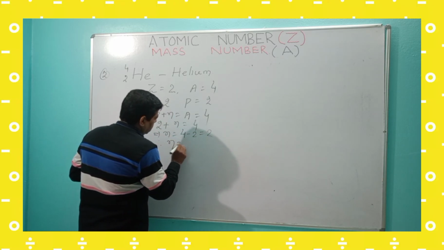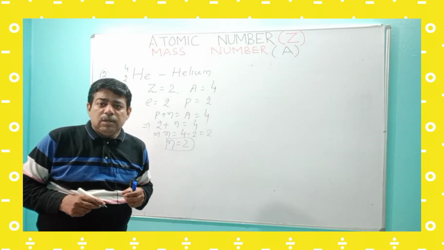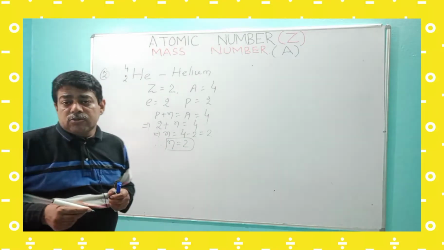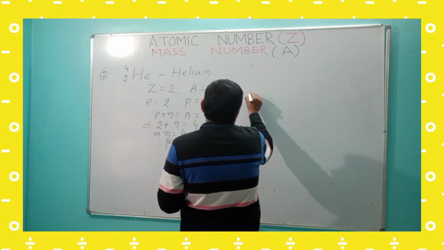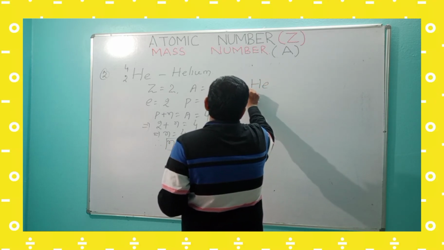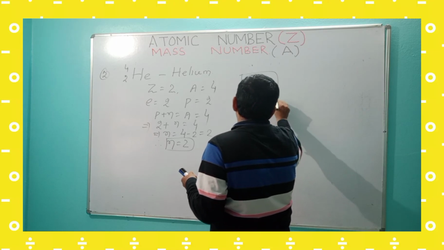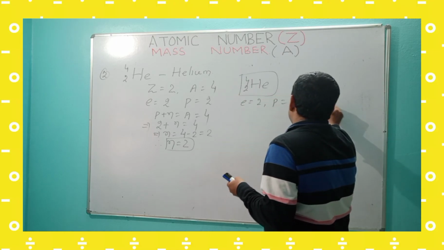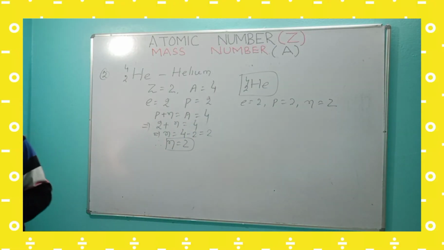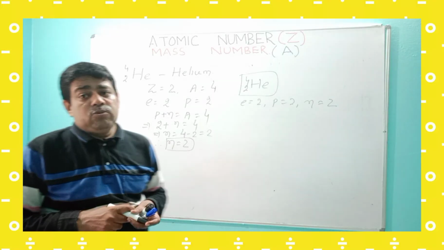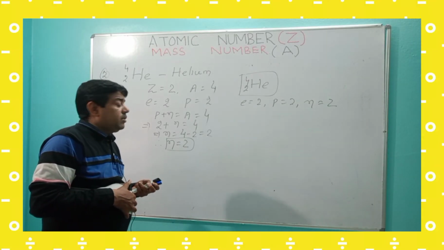Hence n is equal to 2. So how many neutrons does helium have? 2 neutrons. The helium atom has 2 electrons, 2 protons, and 2 neutrons, with atomic number 2 and mass number 4. This is a very simple and vital concept you should know. These are the basic concepts I need you to study.